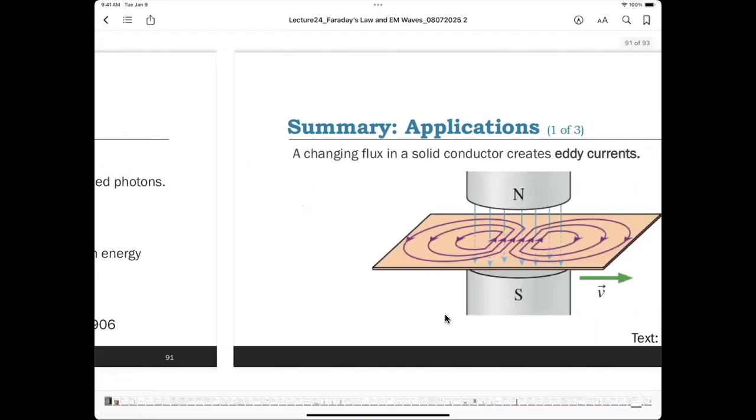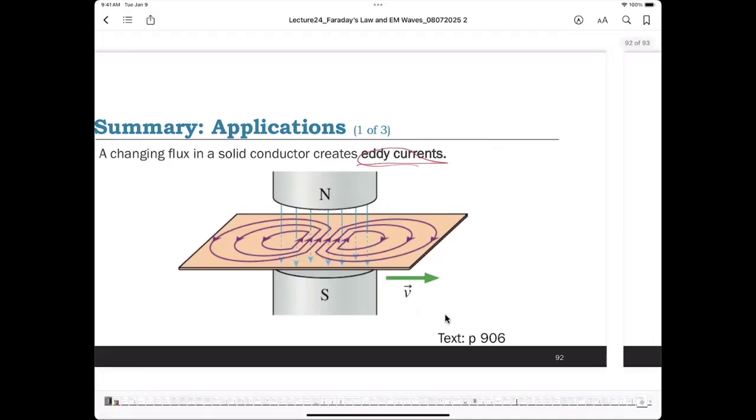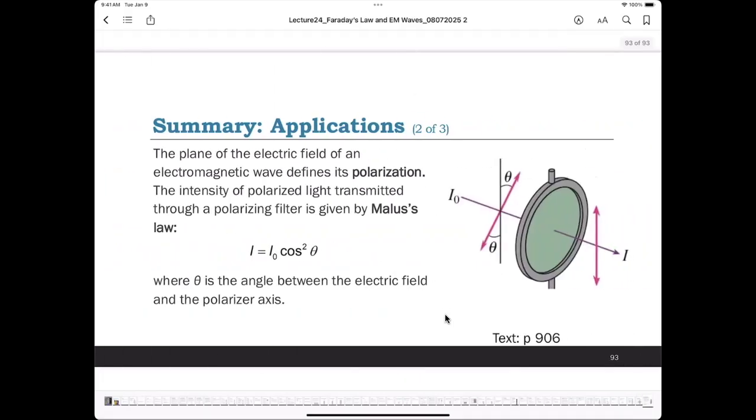And then there are some applications we talk about. The first one is that a changing flux in a solid conductor creates eddy currents. You can see these eddy currents. These currents are very useful for some applications, for example, trains and some vehicles.